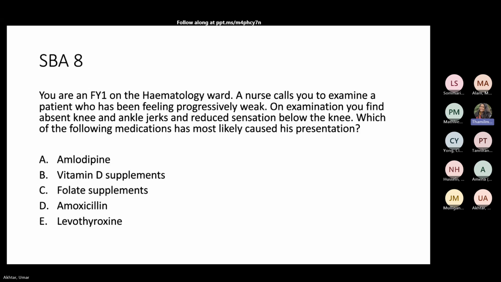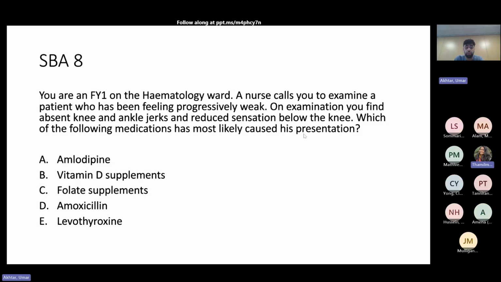Is it maybe C? C, so folate supplements. Is that what you're thinking? Why do you think that? Because if they're having absent knee jerks and reduced sensation, I thought that if you have pernicious anemia or B12 deficiency and then you gave them folate, that can make it worse because of subacute degeneration or something.